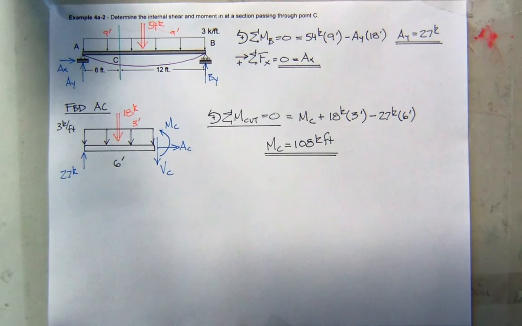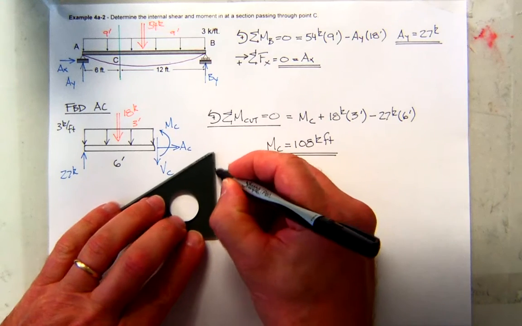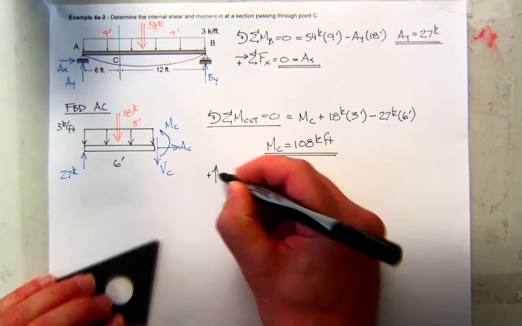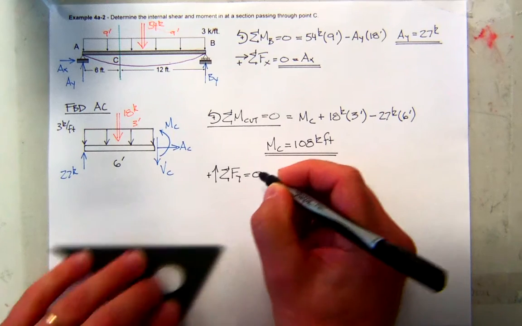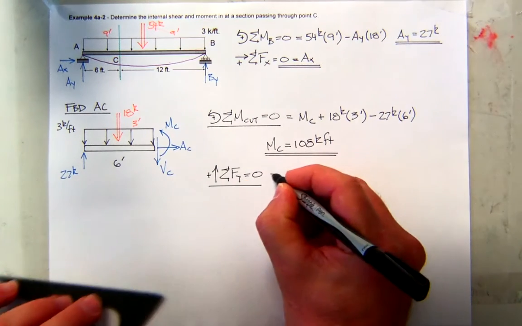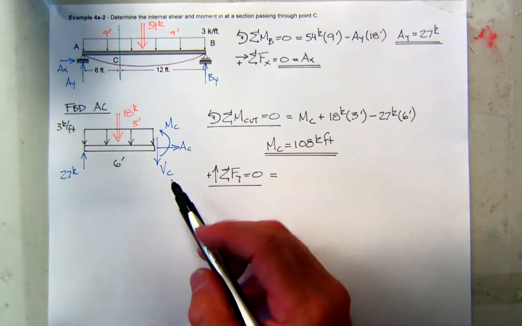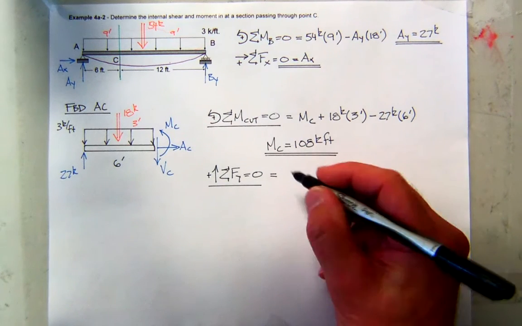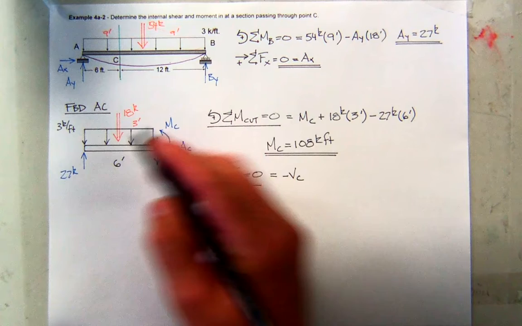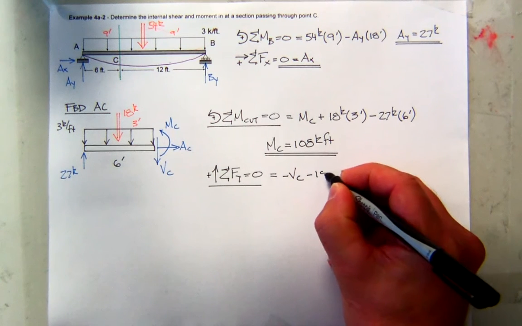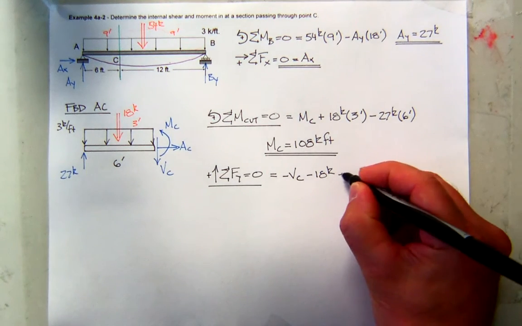All right, so we're almost done. I want to get the shear force now, so I will sum forces in the y direction. I like to assume up for my forces to be positive, so I do that again. And then looking at the forces on my free body diagram, the shear force is down, so that's a negative force. My 18 kip is down, that's a negative force.